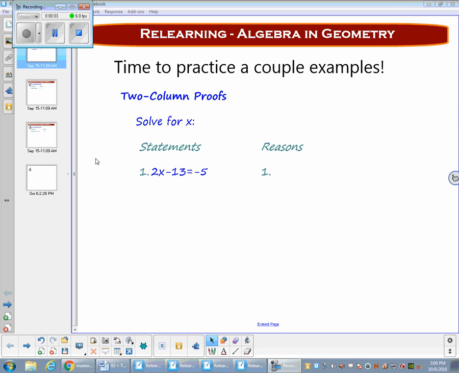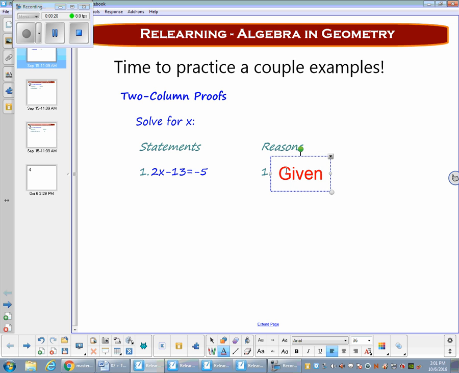All right, now we're going to start leading into proofs with some algebraic proofs. And we'll start with some easy ones and they'll slowly get a little tougher. Now here we have an equation. If this is a minus 13, we want to add 13 to both sides. But first, the first thing is always given.